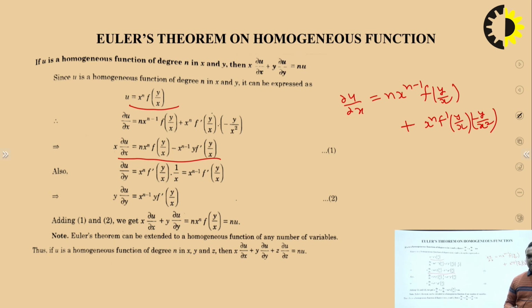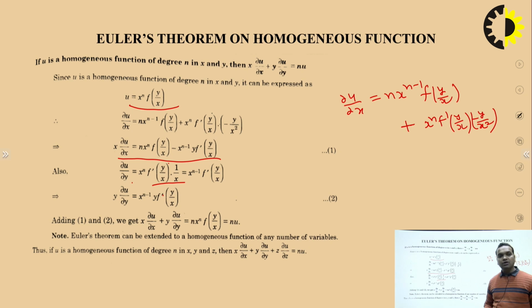Also, we can find the partial derivative with respect to y. We get del u over del y equal to x to the power n f dash y upon x into 1 upon x. So it equals x to the power n minus 1 f dash y upon x. It implies y del u over del y equals x to the power n minus 1 y f dash y upon x. This is equation number 2.